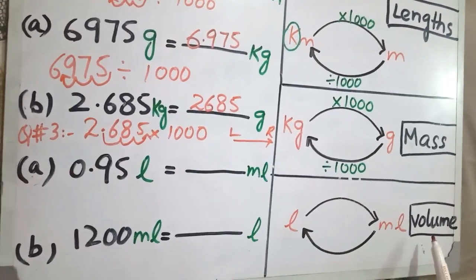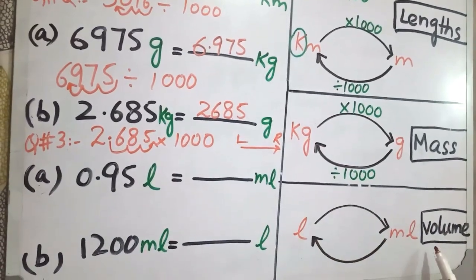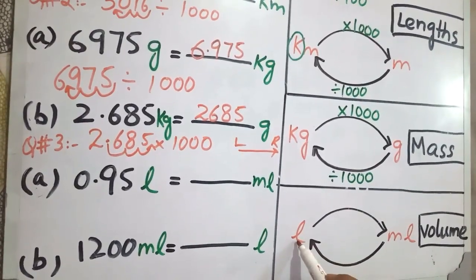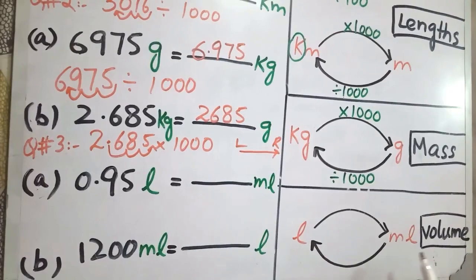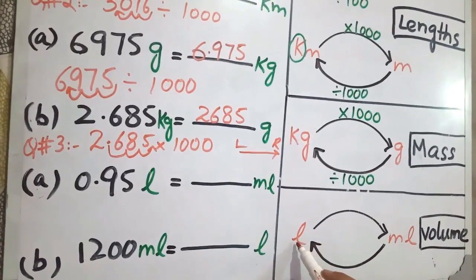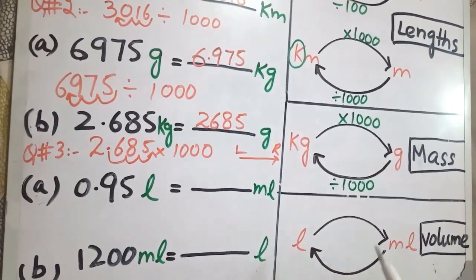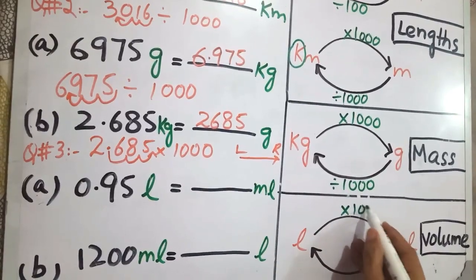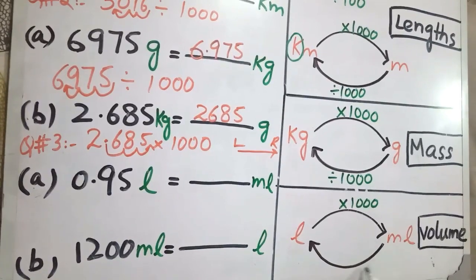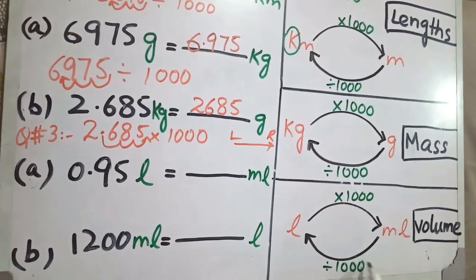Now the third case in converting measurements is volume. In case of volume, we have liters and milliliters. When we convert liters to milliliters, we multiply the number by 1000, and when we convert from milliliters to liters, we divide by 1000.